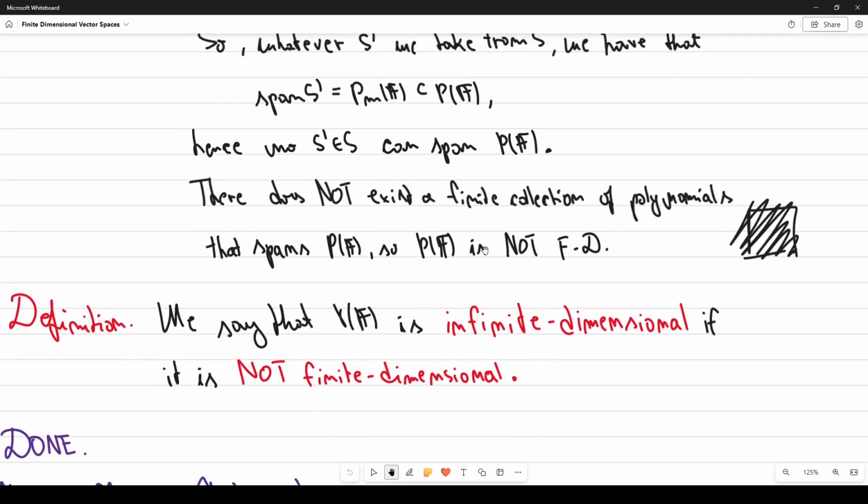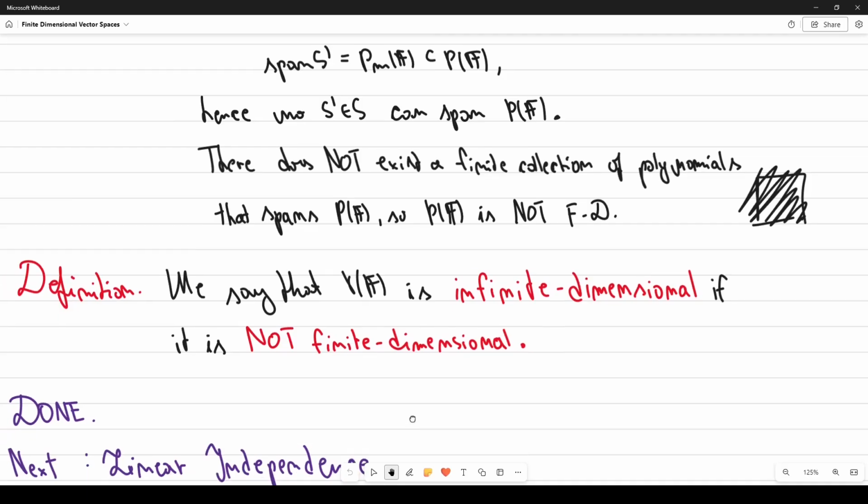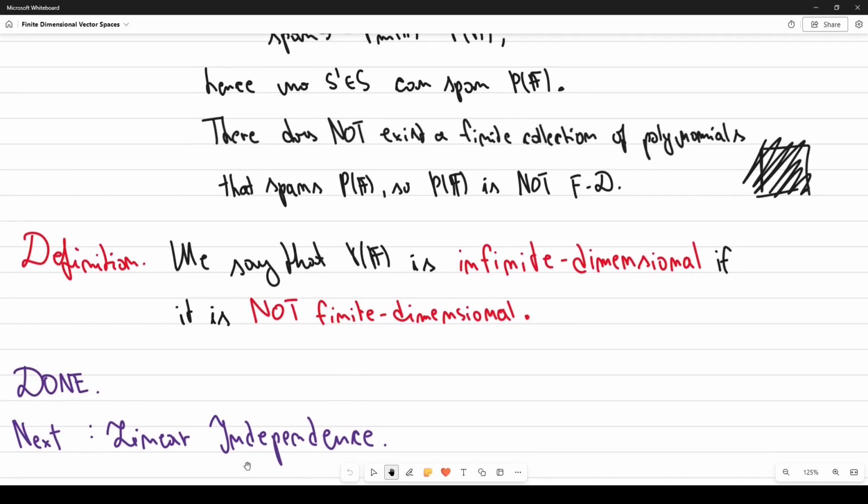So, since we've seen an example of a non-finite dimensional vector space, we introduce the following definition. We say that a vector space V over F is infinite dimensional if it is not finite dimensional. So, the vector space of all polynomials is infinite dimensional. So, that would be it for finite dimensional vector spaces. Now, we will move on to the concept of linear independence.